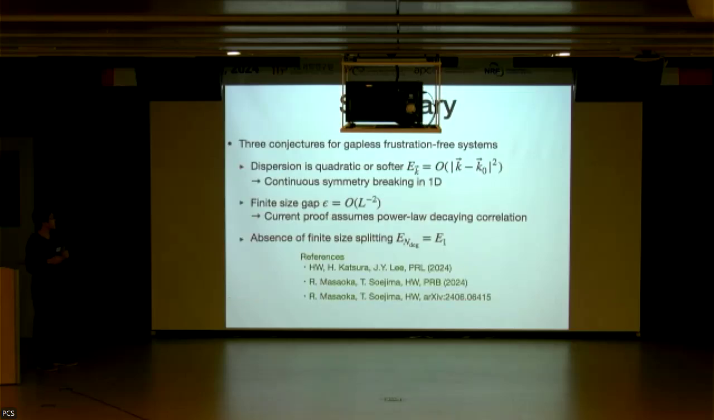All right, so let me summarize my talk. I explained to you 3 conjectures, including dispersion in quadratic... This is actually related to continuous symmetry breaking in 1 dimension. In general, the finite size gap can be bounded this way, and some part of this scaling was proven for systems with power-law decaying correlation functions. And I just mentioned, absence of finite size splitting in frustration-free systems is a widely discussed assumption, but it is not proven in general.